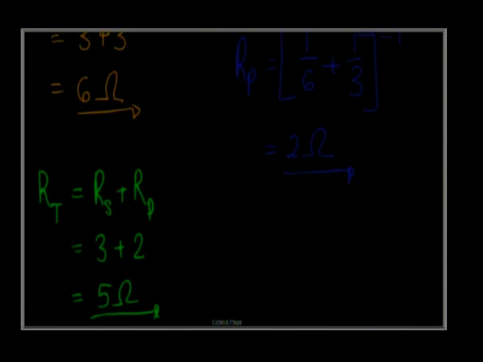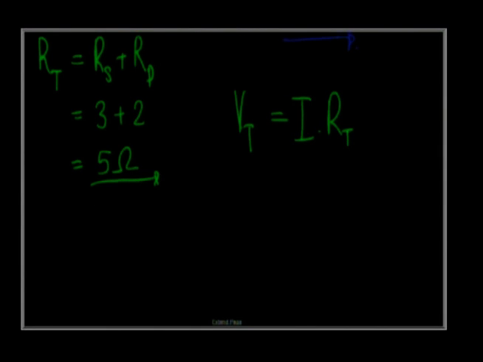Okay, and now to calculate your current. Total potential difference is equal to the current in the circuit multiplied by the total resistance. Total potential difference was the 4,5 that we had at the top. Current, and the resistance is the 5 that we have over here. So your current is going to work out to 4,5 divided by 5.